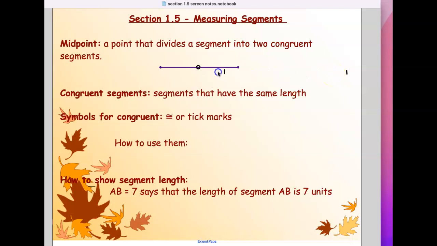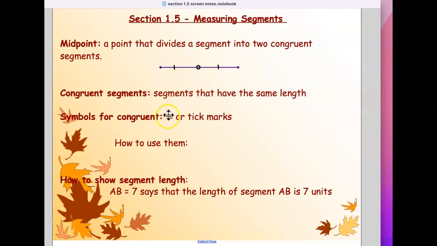We use something called tick marks, which would be like a little scratch mark here. We call those tick marks. Tick marks show that this segment would be the same length as this segment. Okay, that's a tick mark.